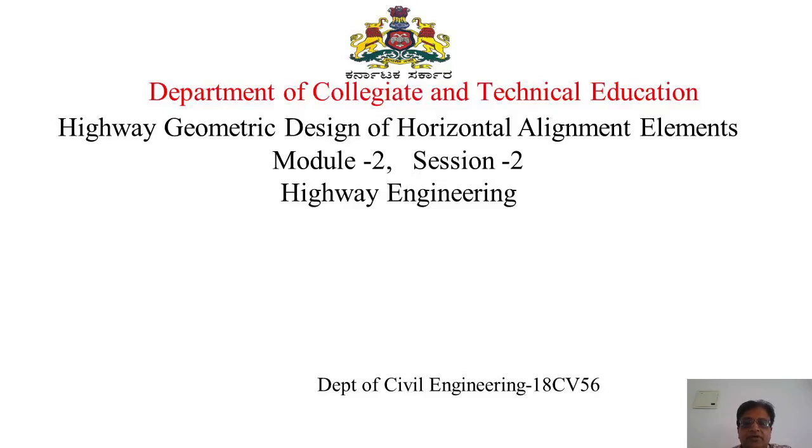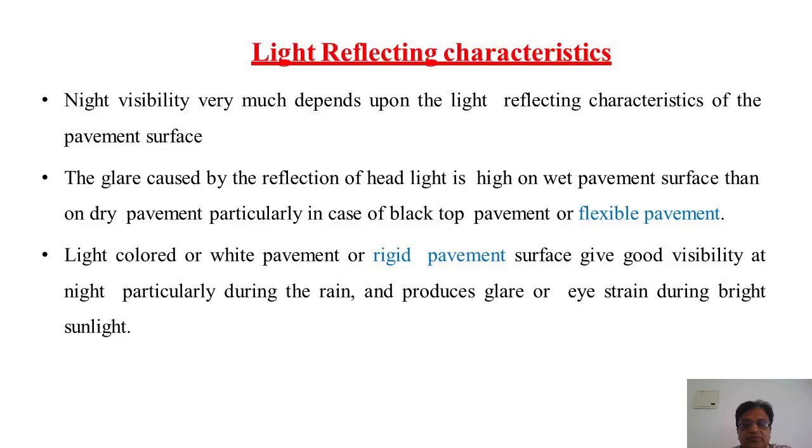I'm Highway Geometry Design of Horizontal Alignment Elements, Module 2, Session 2, Highway Engineering of 5th semester, Civil Engineering. Subject code is 18CP56. In today's lecture, let's discuss the light reflecting characteristics of the pavement.